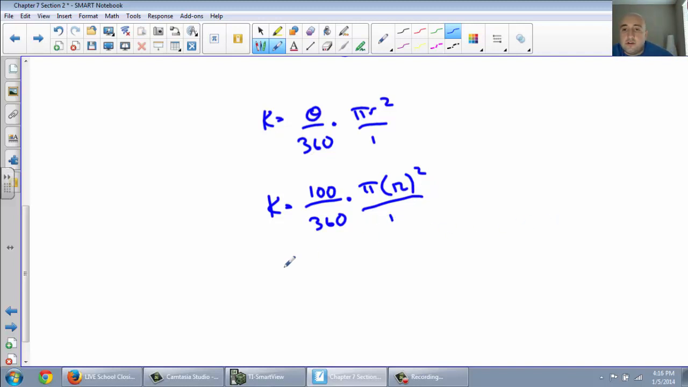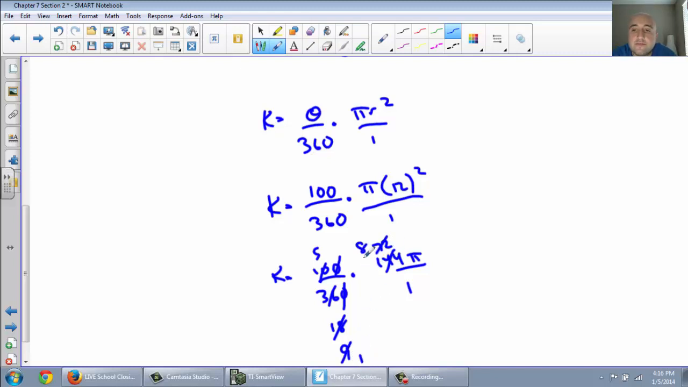All right, let's see here. So K equals 100 over 360 times 12 squared is 144 pi over 1. All right, so let's start canceling. So divide both by 10. Zeros go away. Half of 10 is 5. Half of 36 is 18. Half of 18 is 9. What's half of 144? 72. Okay. 9 goes into 9 once. 9 goes into 72 8 times. Okay, and I think we're all simplified here.